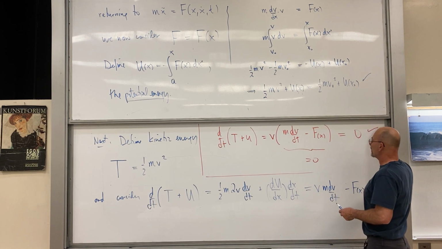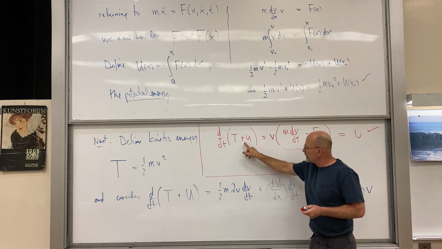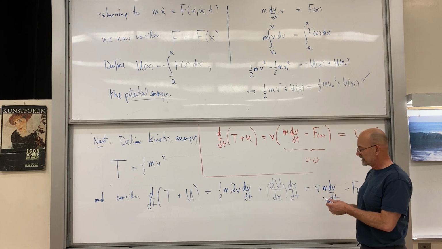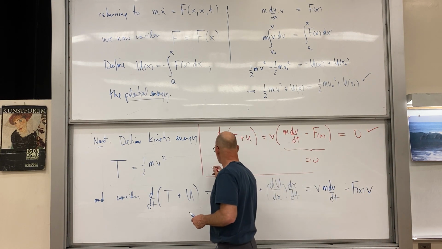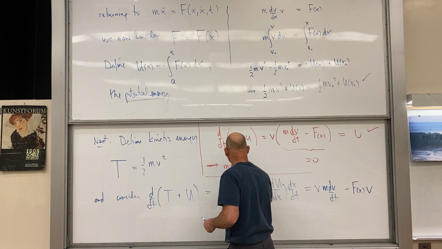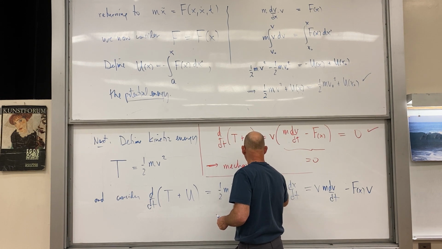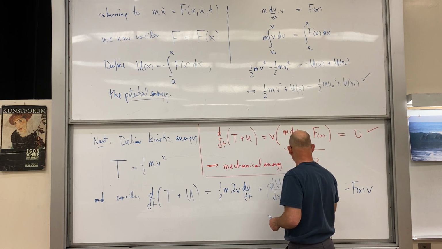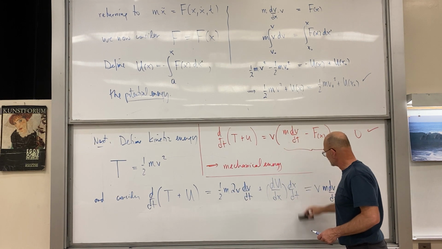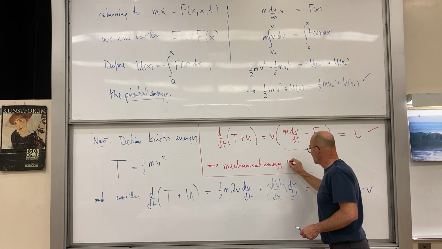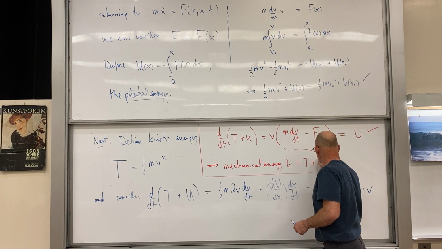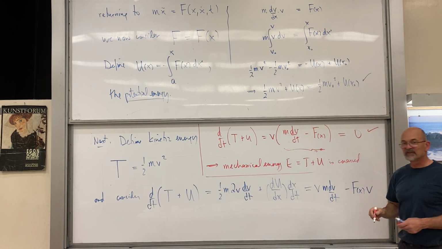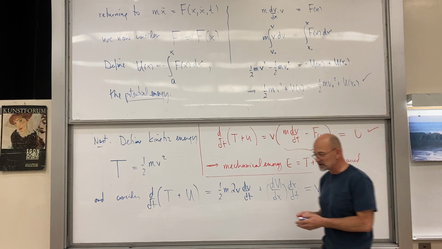So that is 0. And what that means is this kinetic plus potential energy, called the total mechanical energy, is conserved. So I'll just finish this right here. Mechanical energy, that's 0. E equals t plus u is conserved, is constant in time. So that's conservation of energy.